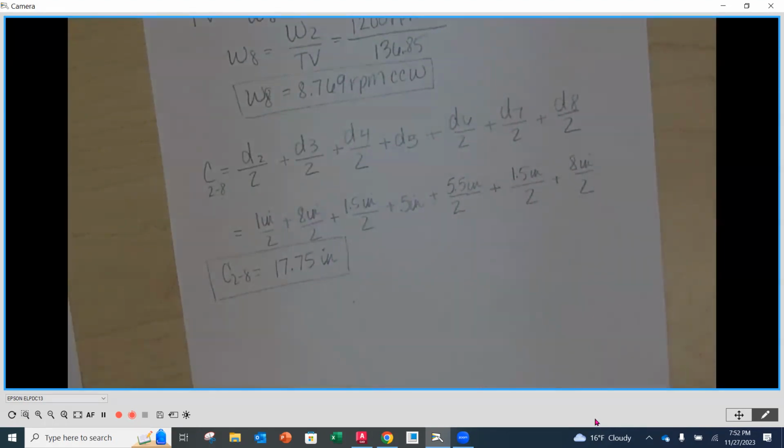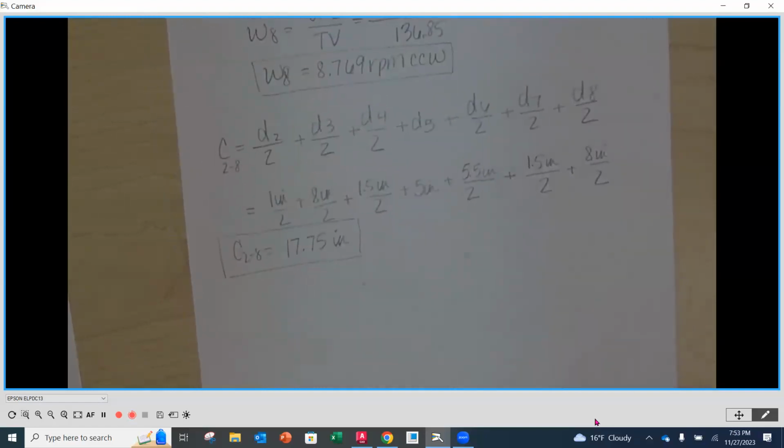Okay, got that twice, so I'm pretty sure we're good on that number, and it looks familiar. So 17.75 for the final answer for the center distance. BJ, did you get that? If you're doing it with me.